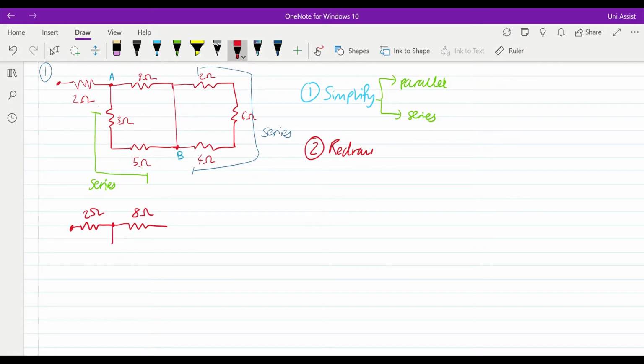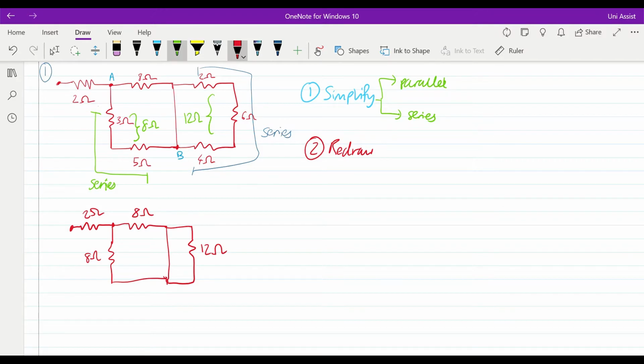So when you have resistors in series, you simply add them up. So these 2 will become 8 ohms, and these 3 will become 12 ohms. So now I'll sub that into my circuit. So I've got 8 ohms here, and I've got 12 ohms here.